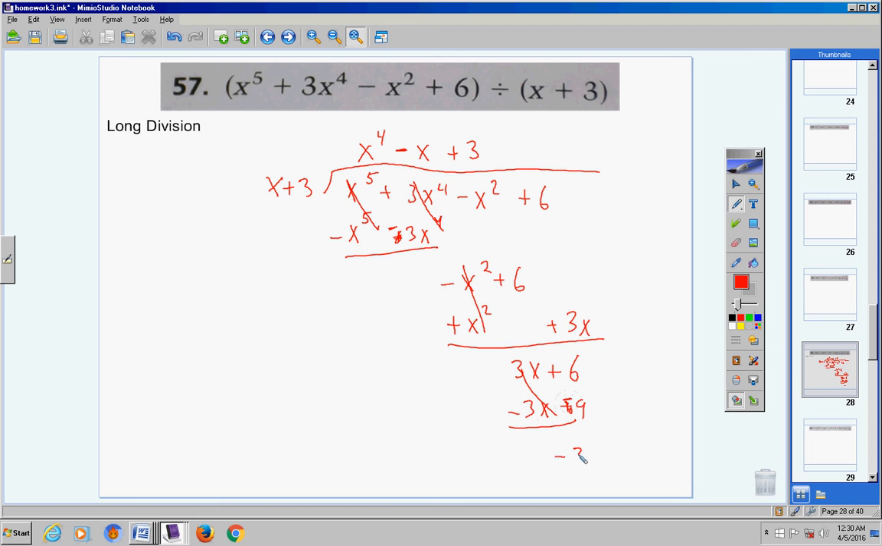We're left with a negative 3, negative 9, positive 6. So you come up here and you take your remainder, negative 3, and you put it over your divisor. And that is your answer. Hopefully it is. I'm going to check the back of the book real quick and make sure we got that correct. And let's see how we did. That is correct. Alright, moving on to number 62.